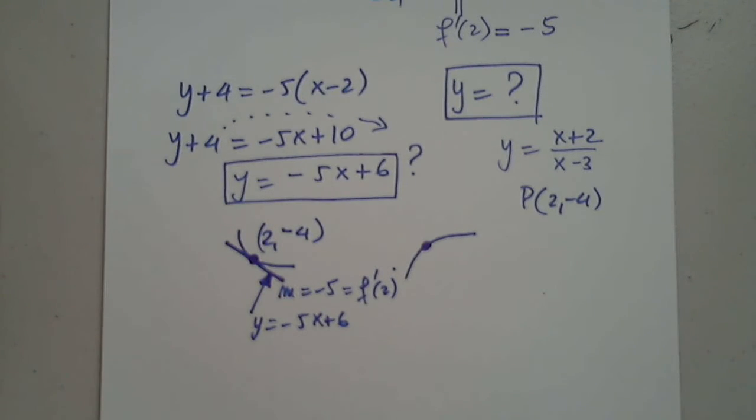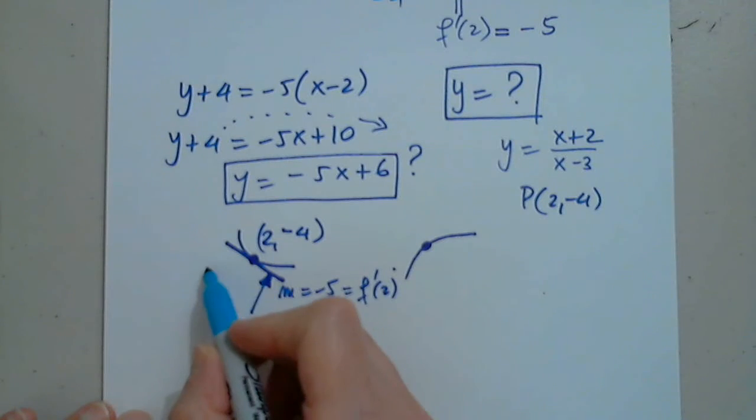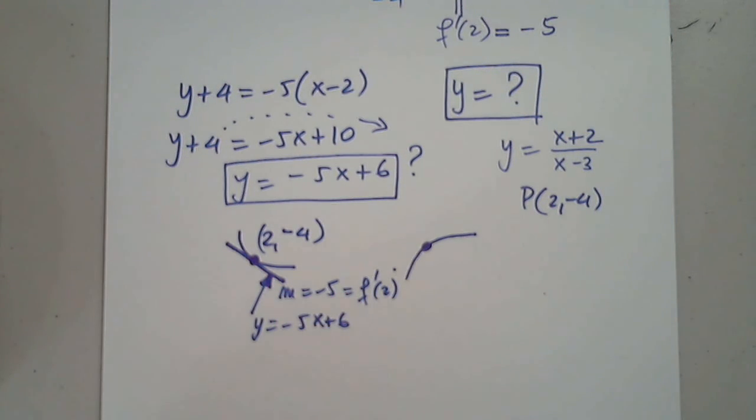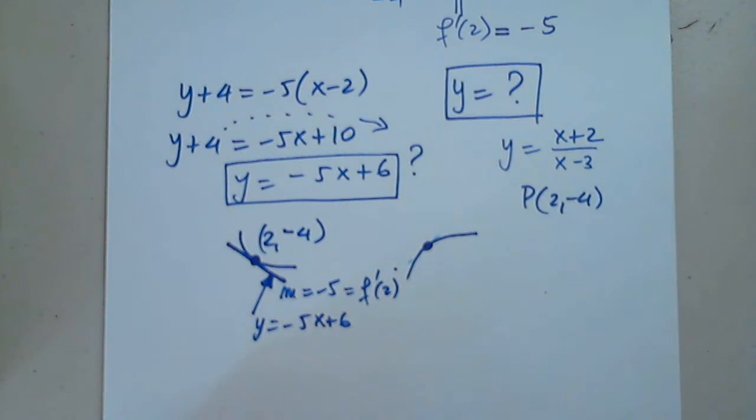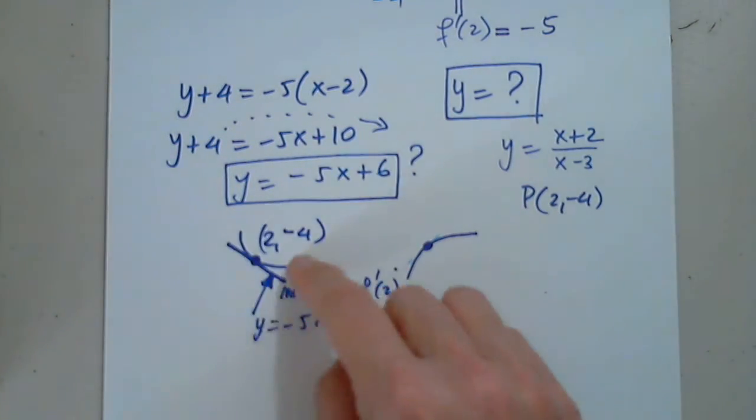I did not graph the function. The function could be this way. It doesn't matter. I just wanted to illustrate what this really means. This is not good because the slope is not positive. So I can't have this situation. But it could be this or it could be this.